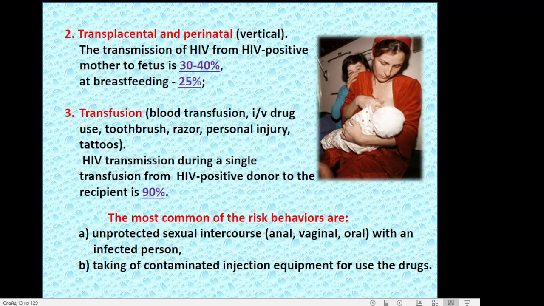Another way is the vertical mechanism of transmission from mother to child, the rate of which you may see on slide 2, and of course the artificial way: transfusions, injections, IV drug use. It is contact with infected blood.